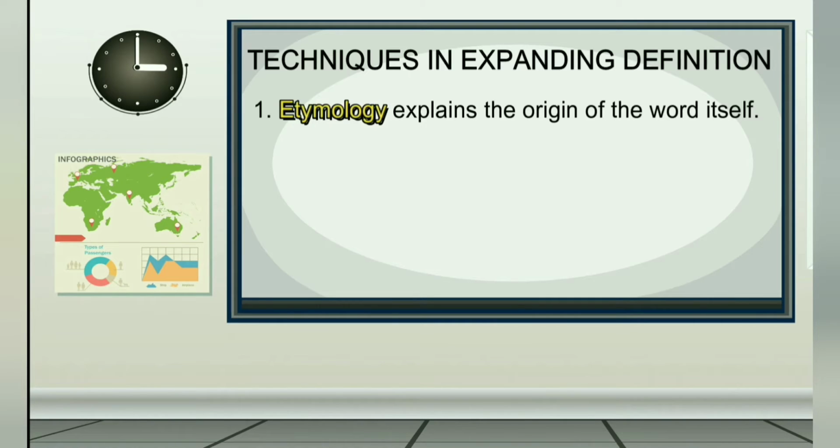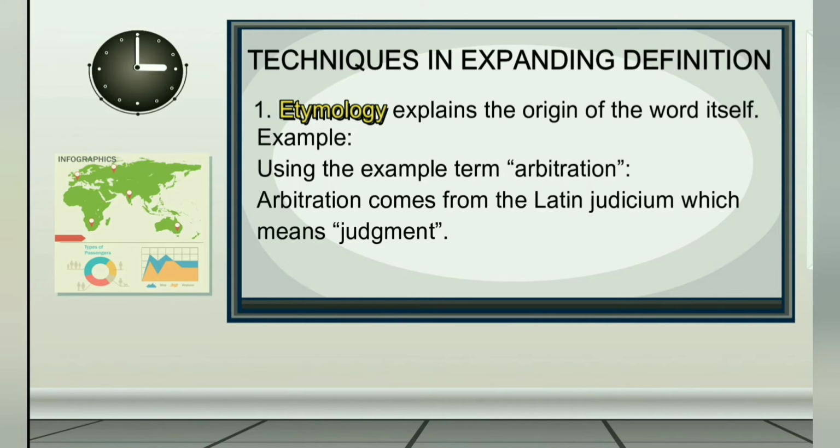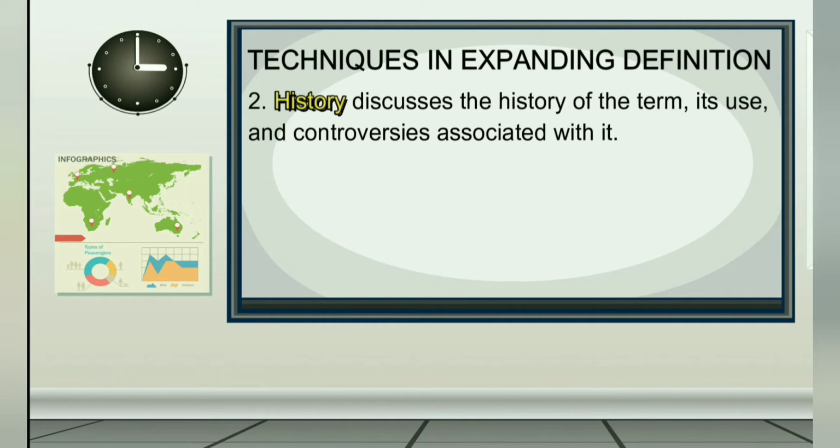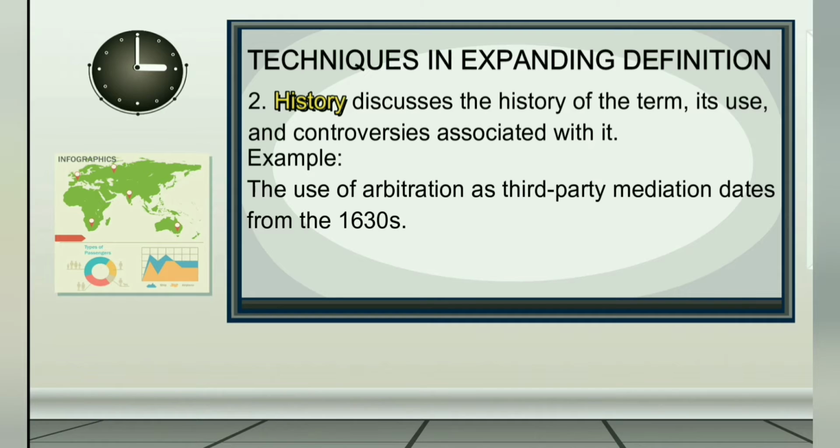1. Etymology explains the origin of the word itself. For example, arbitration. Arbitration comes from the Latin word judicium, which means judgment. 2. History discusses the history of the term, its use, and controversies associated with it. For example, the use of arbitration as third-party mediation dates from the 1630s.